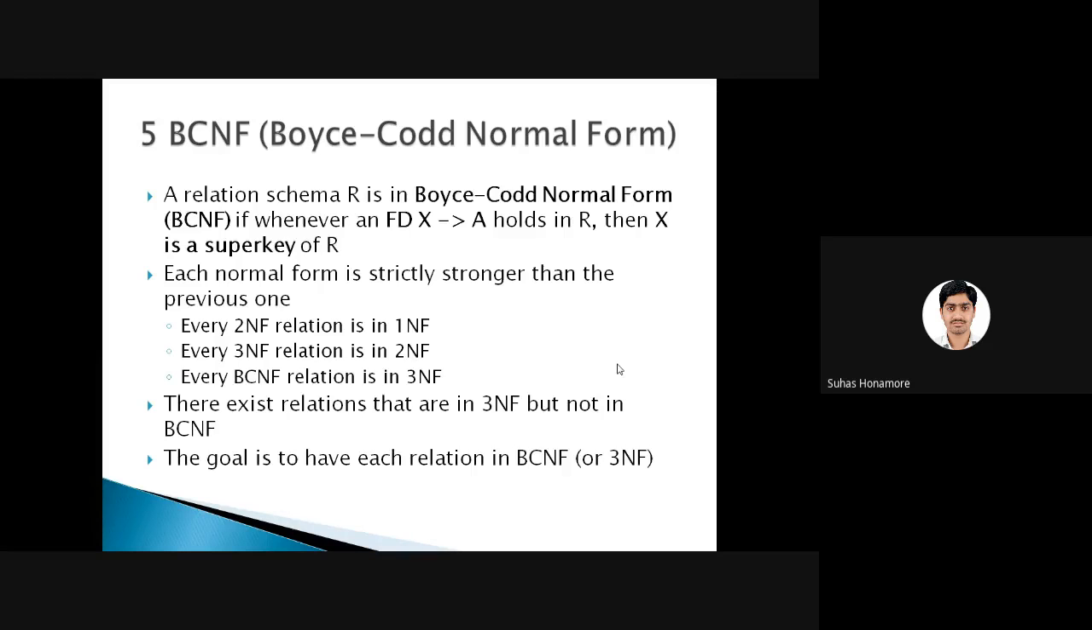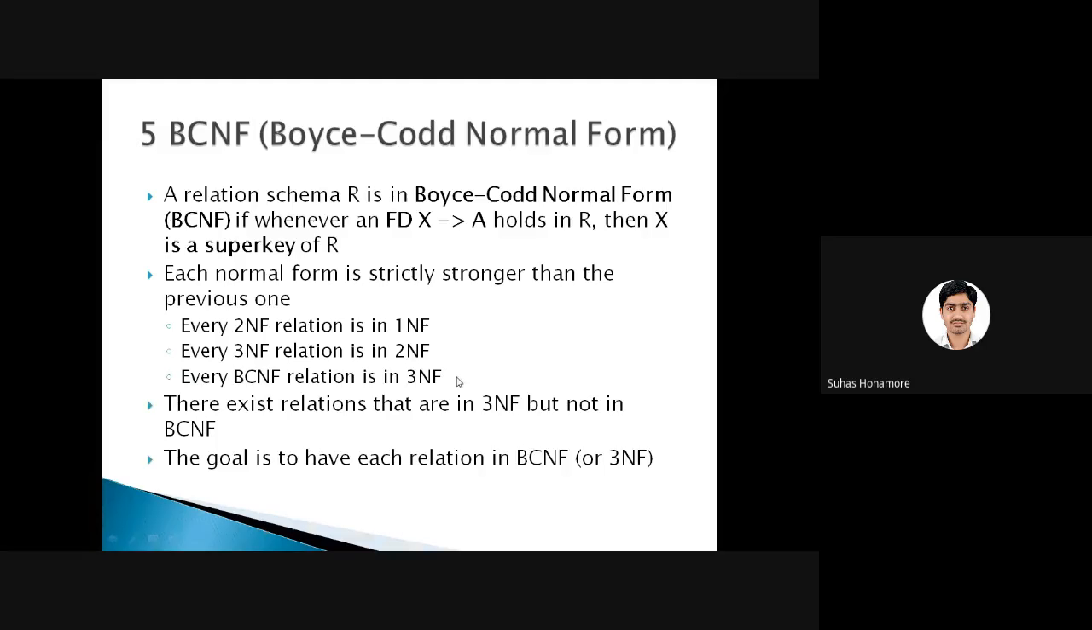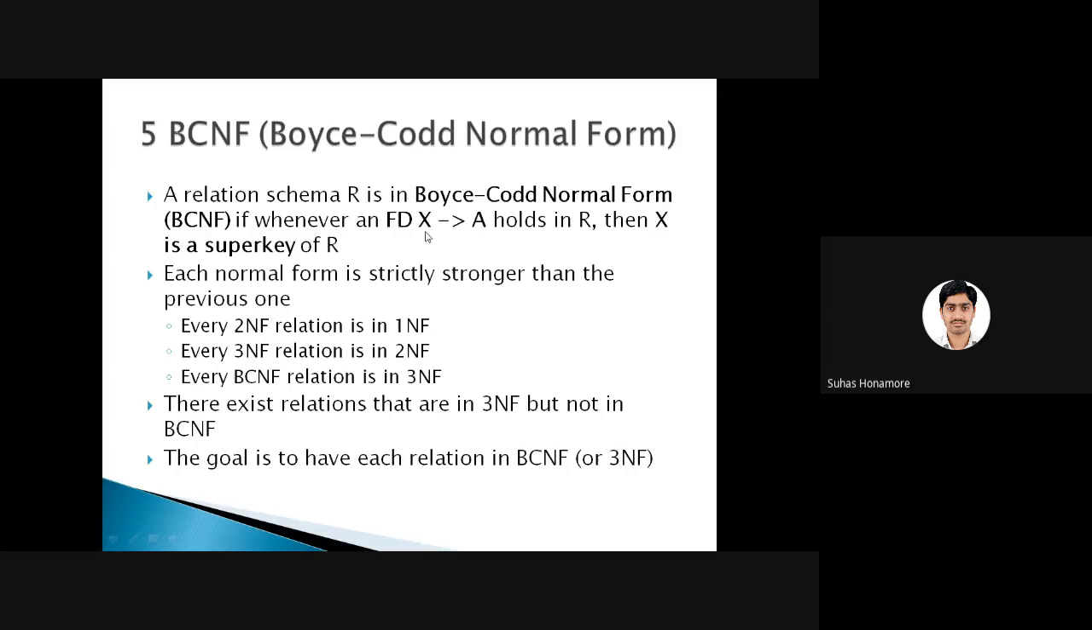In 3NF we had a definition: if any functional dependency X to A is there, X may be a super key or A should be a prime attribute. Any one of them should be there.